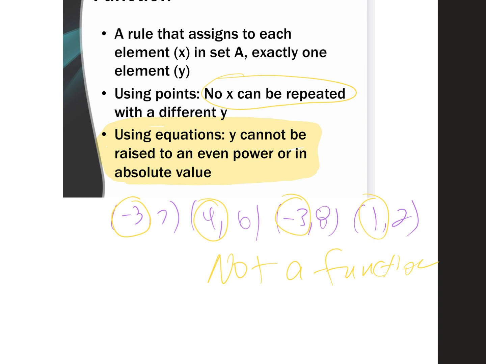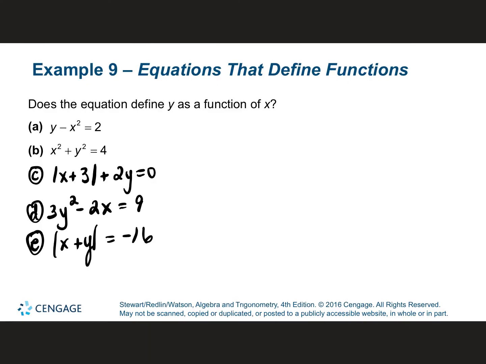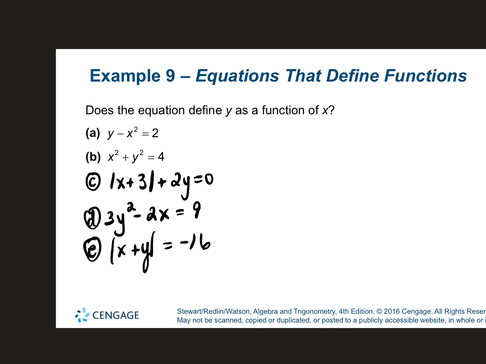X cannot repeat. If you're given an equation, which is why I have this highlighted, there's specific rules. Y cannot be raised to an even power, not just any power, an even one, or y cannot be in an absolute value, okay? It's all dependent upon y. When you are determining if an equation is a function, y cannot be raised to an even power or an absolute value. You have a question that says, does the equation define y as a function of x? Yes or no questions, guys. There are two things that can't happen. Y can't be raised to an even power, and y can't be an absolute value.